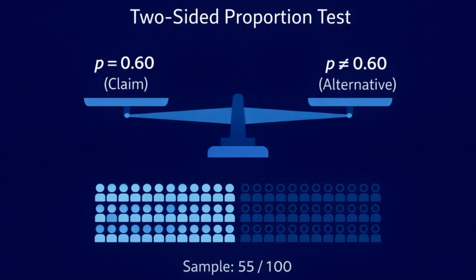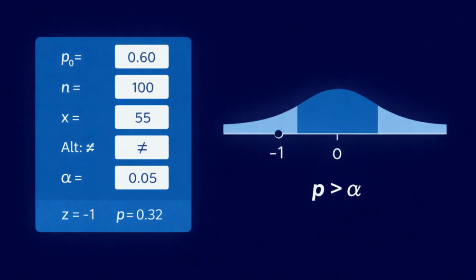Consider a two-sided proportion test. A company claims that 60% of customers are satisfied. A sample of 100 customers is taken, and 55 report satisfaction. The null hypothesis states that the population proportion equals 0.6. The alternative hypothesis states that the population proportion is not equal to 0.6. In the software, enter the null proportion as 0.6, the sample size as 100, and the number of successes as 55. Select a two-sided alternative, and choose a significance level of 0.05.